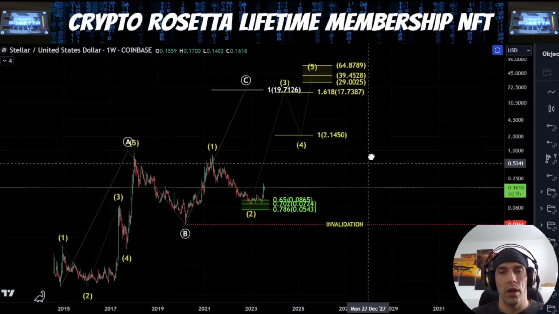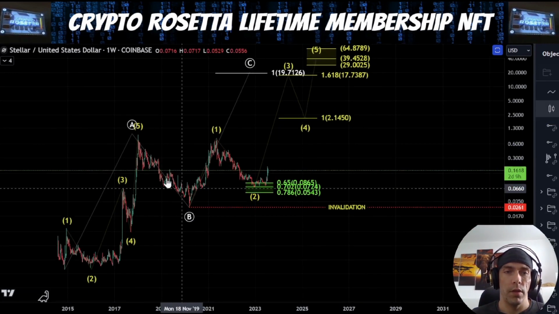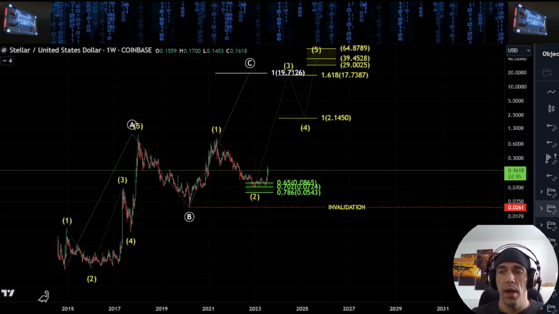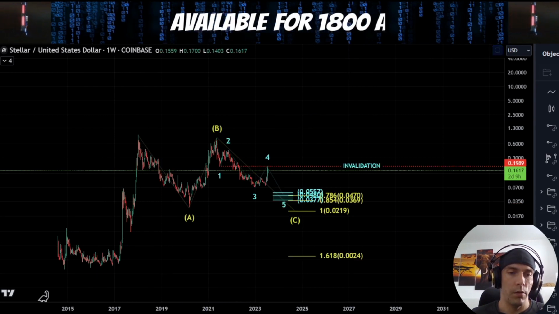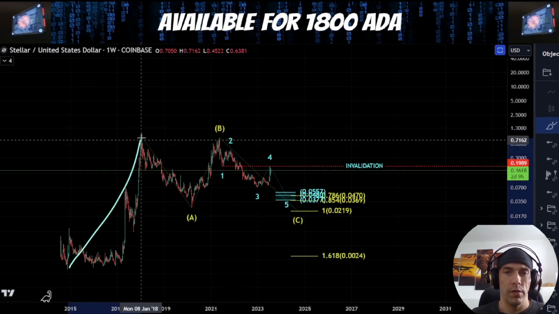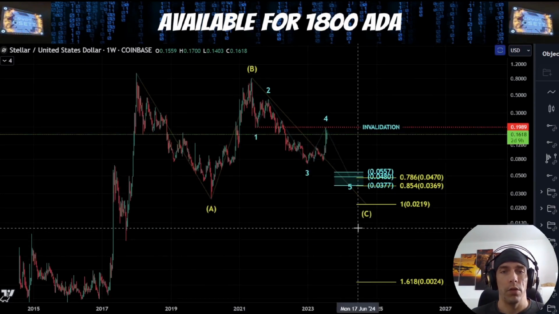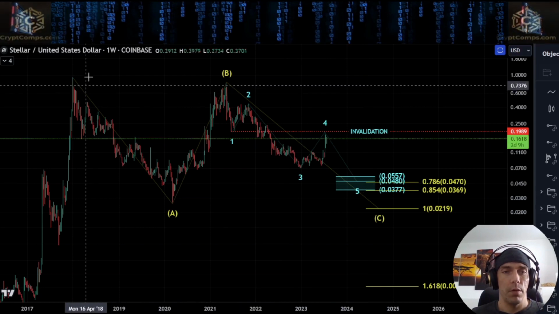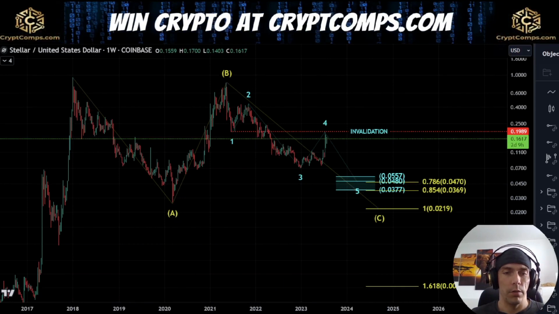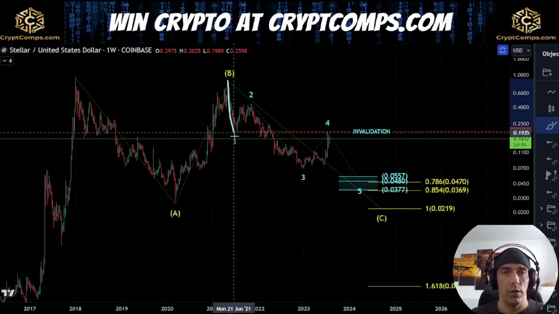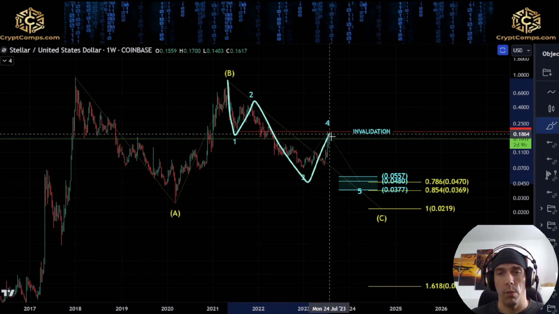Now, within this count, it is also possible that we could argue that this B wave is not completed, and what we could see is something along these lines, where actually what we have is this is our A wave, and we're still looking to complete this B wave to the downside. So this could actually mean that we haven't completed this, and like I was saying, we need to be on the lookout that this could actually be 1, 2, 3, 4, and 5.